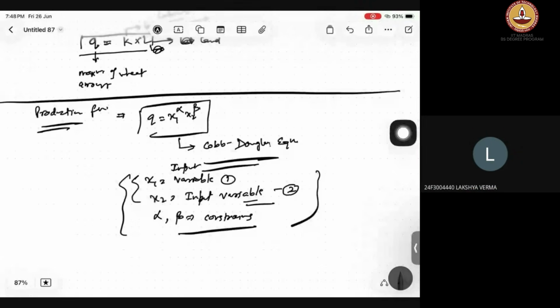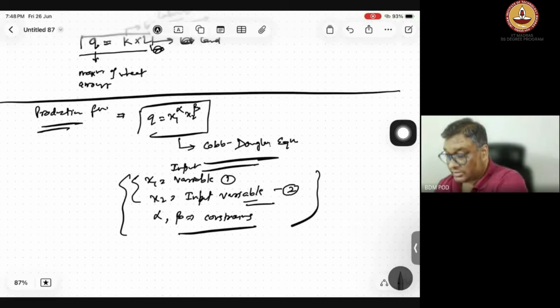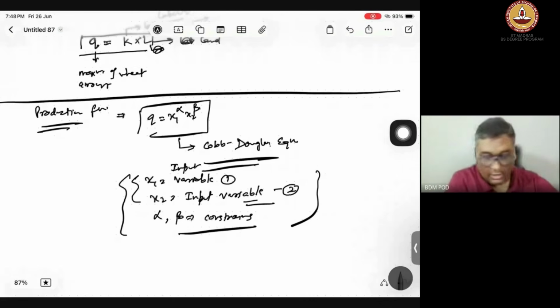Sir, in our previous example, will we consider land to be a dependent variable too? Yeah, both are dependent, because the amount of land, or you can say the area of land.